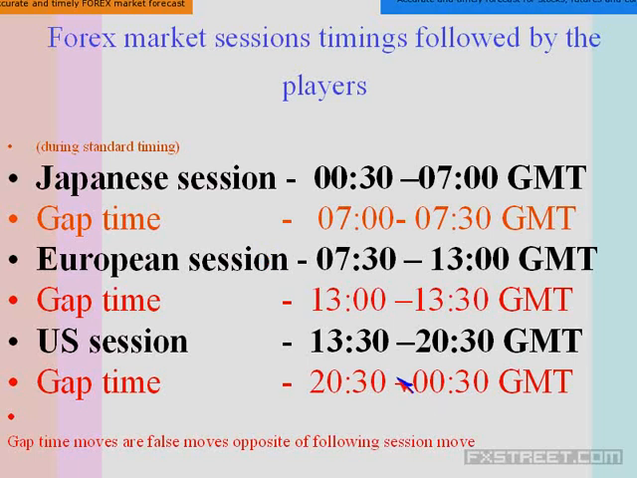And gap times also indicate false moves, and you would have noticed that during the gap time between 13 and 13:30 GMT, before the start of the US session, they made a firming up move quickly after making a drop for 13 GMT, closing of the European session, and that particular gain indicated that they wanted to drop at least for 30 minutes during the start of the session.